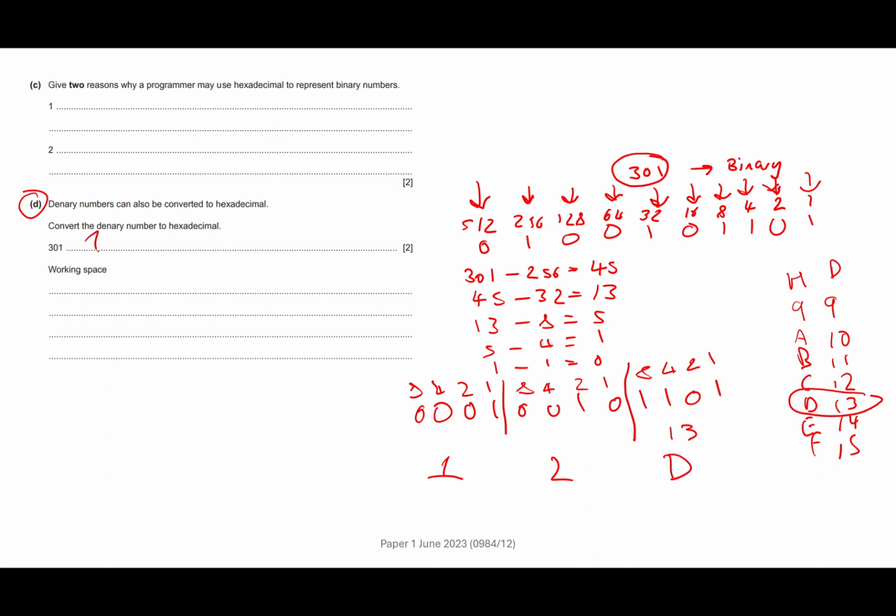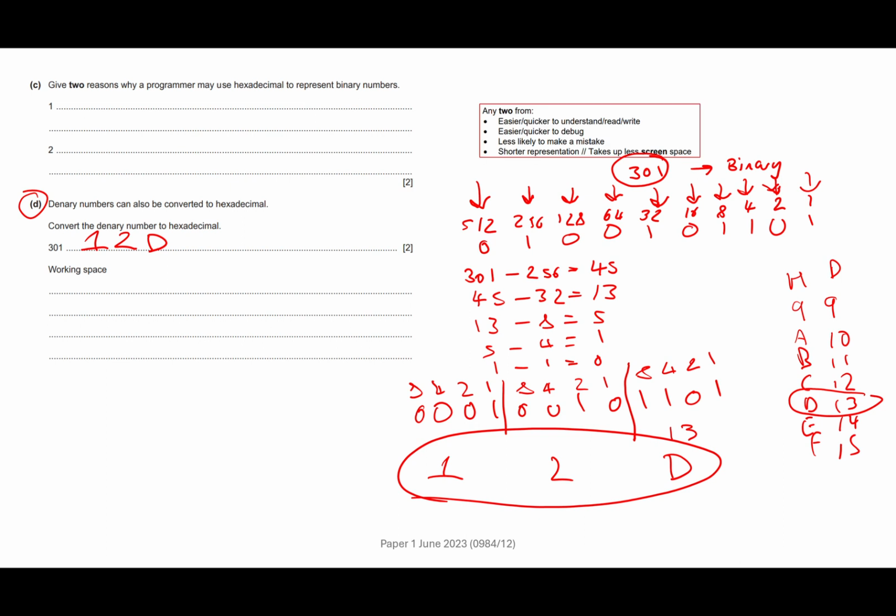So let's pop that in the answer space, not changing the order of the digits. That is so important. Let's check out the mark scheme. Okay, 1 mark for 2 correct characters, 2 marks for 3 correct characters in the correct order. So 1, 2, D. There we are, that's all good. And make sure you keep your workings there as well.